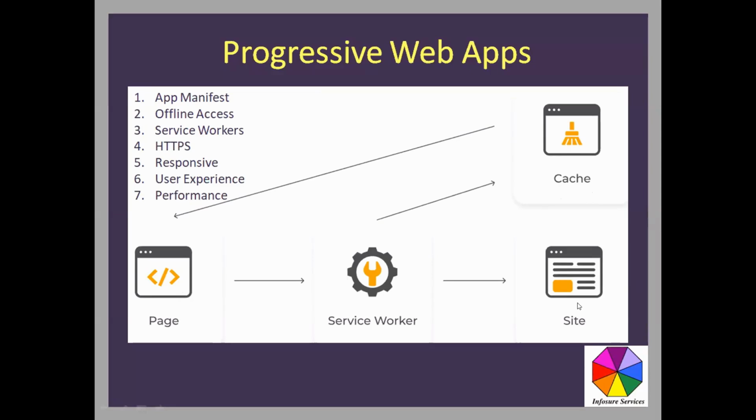It's a combination of different services, the site, and the cache. Such an architecture is called a progressive web app. Apps built with such an application technology, such an architecture, are called progressive web apps.